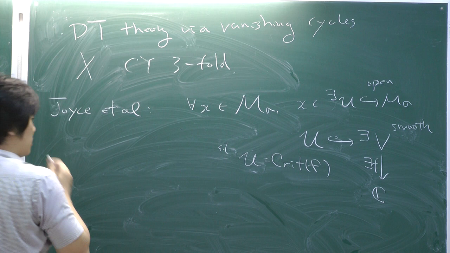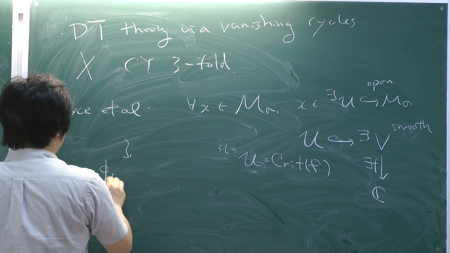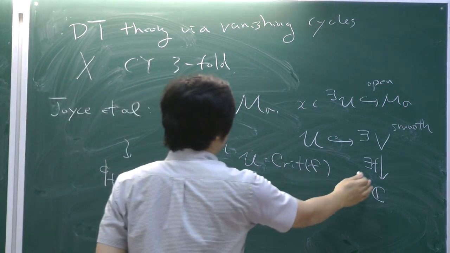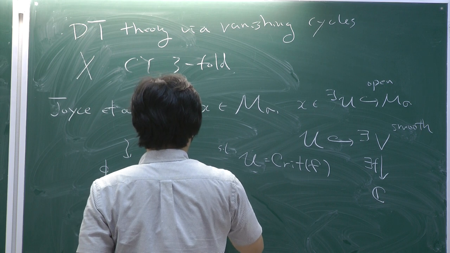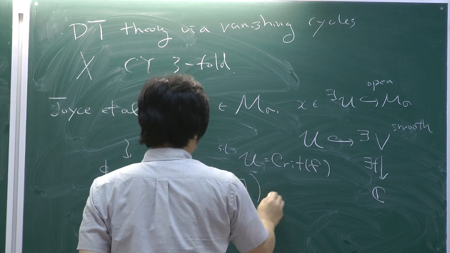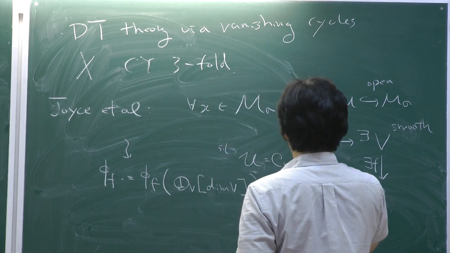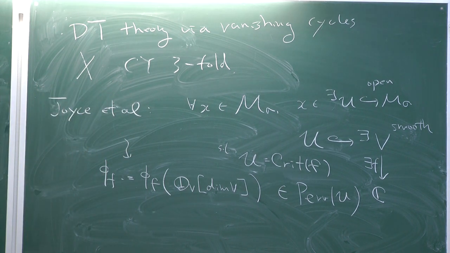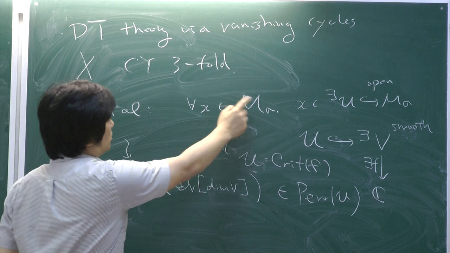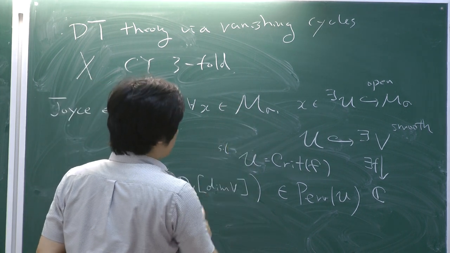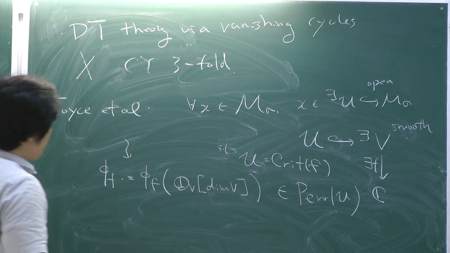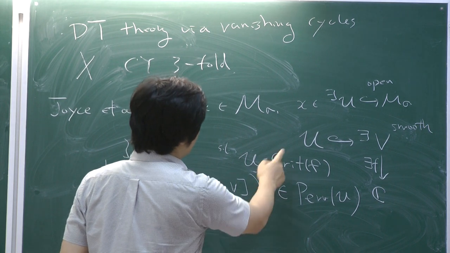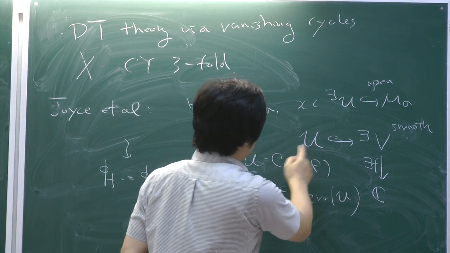And in this case, we can associate a so-called sheaf of vanishing cycles associated to this function F. This is a perverse sheaf on this open locus. From this result, the moduli space of stable objects is locally written as a critical locus for some functions. But this perverse sheaf of vanishing cycles a priori depends on the choice of presentation of U as a critical locus.